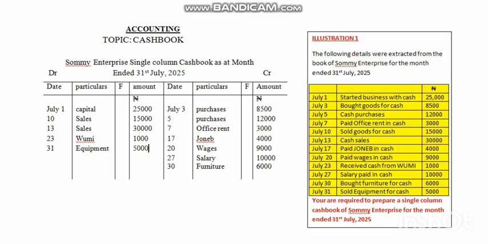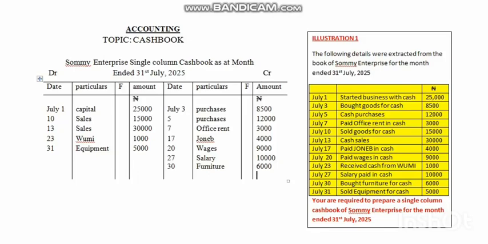So what are you going to do now? We are going to calculate. We are going to balance the amount. So let's start from the debit side. We start calculating from the debit side. Let's see, 25,000 naira plus 15,000 plus 30,000 naira plus 1,000 plus 5,000 naira will give you what? If you calculate all of them, it will give you 76,000 naira.